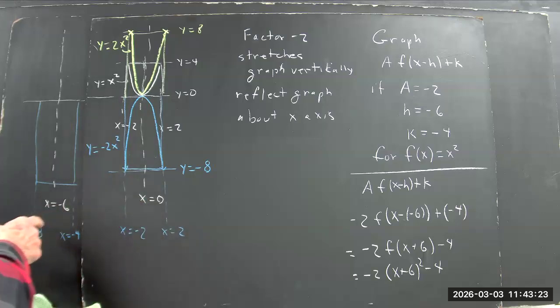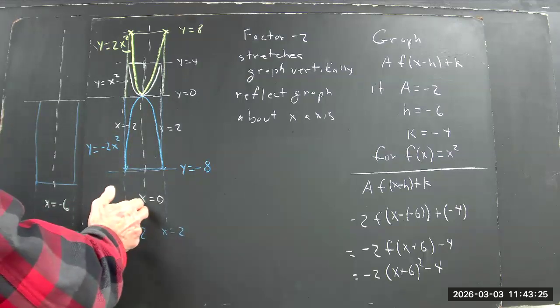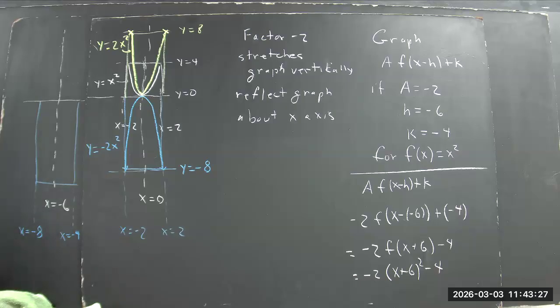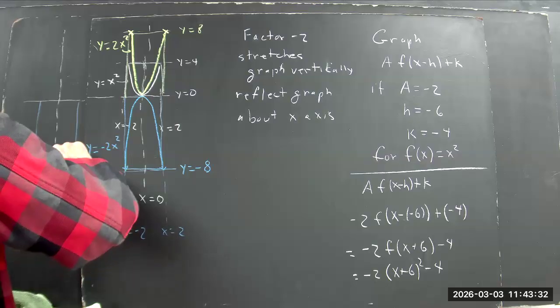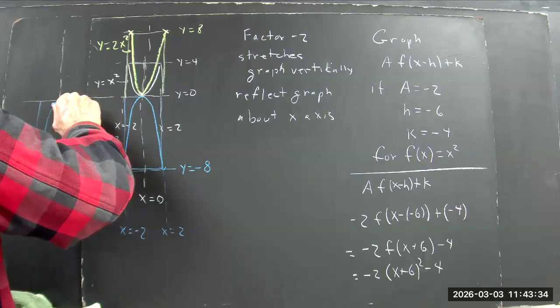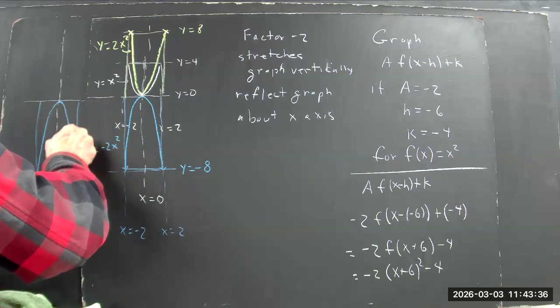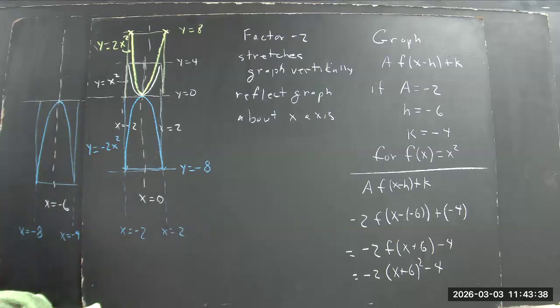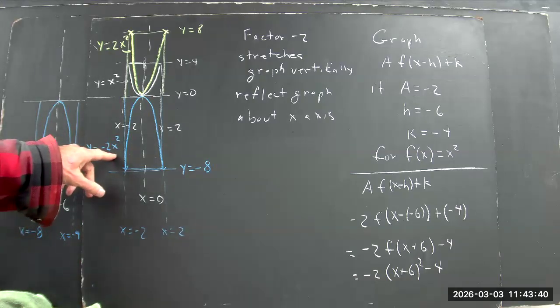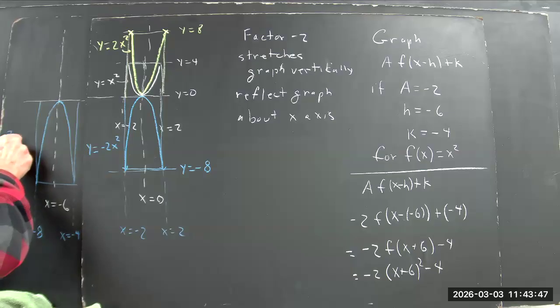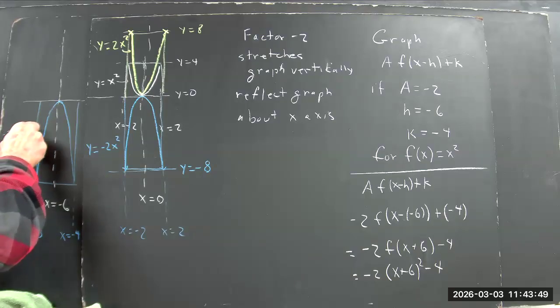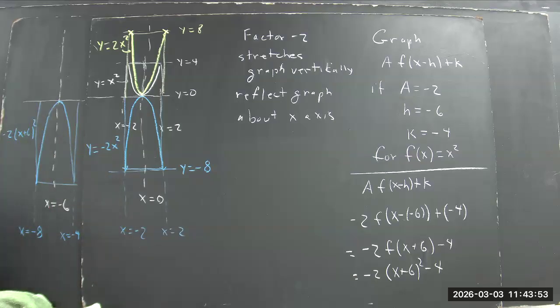And again, the vertical center line, x equals 0, is going to move over to x equals -6. And now we can sketch another graph identical to the -2x² graph, but it's moved 6 units to the left. And that's a graph of -2 times the quantity x plus 6 squared.